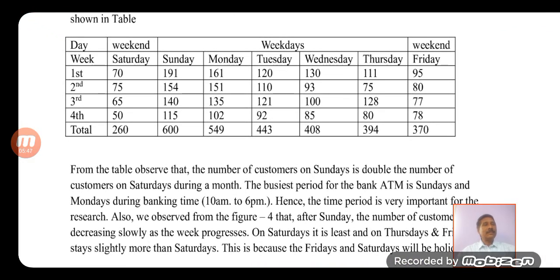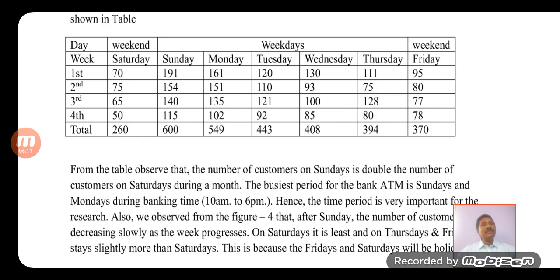So, with all this consideration, we observed that the number of customers on Sunday is double the number of customers on Saturday during the month. The busiest period for the bank ATM is Sunday and Monday during bank time. That is, bank time duration is 10 a.m. to 6 p.m. Hence, the time period is very important for our research and conclusions.